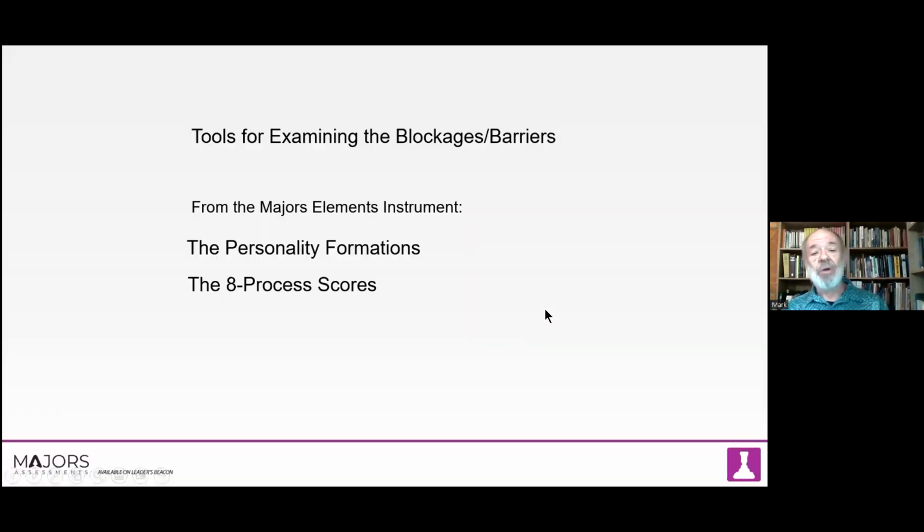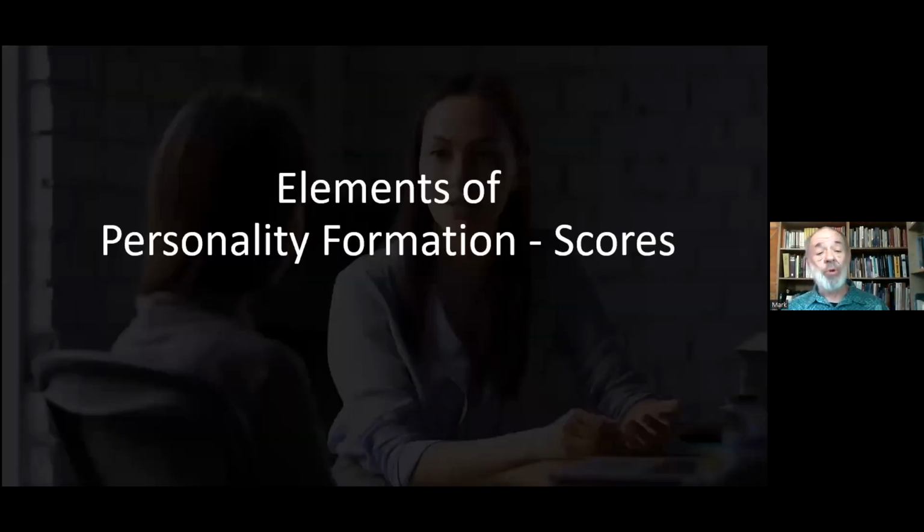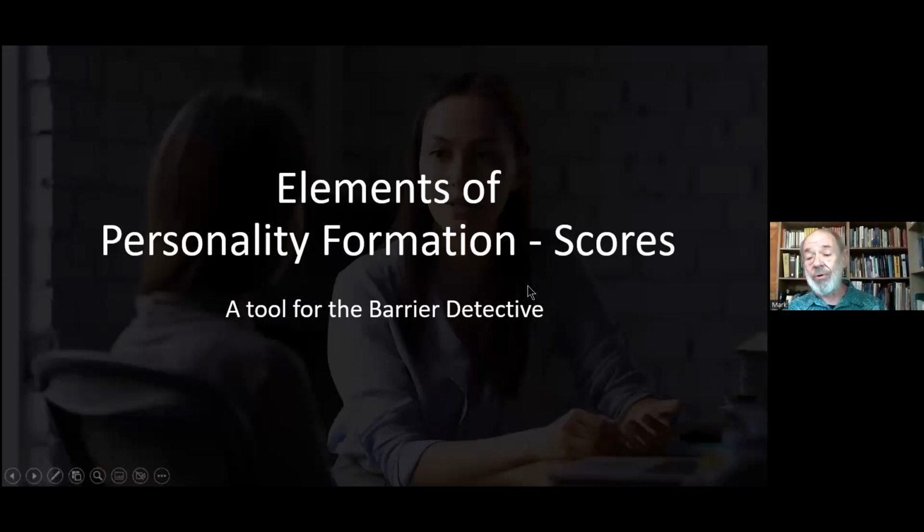So we're going to look at tools for examining blockages and barriers. This comes from the Majors Elements instrument, but the eight process scores are also in the PTI, which is much shorter. So the two things we're looking at are personality formations, which are the blockages, and the eight process scores, which is a take on the eight mental functions, and we'll talk about that. First, I'm going to run through the personality formation scores, and it's a tool for a barrier detective. All of us who do counseling want to know what the barriers are, so we put on our Sherlock Holmes hat and go searching and trying to see what we can find. This is just going to be a quick overview.